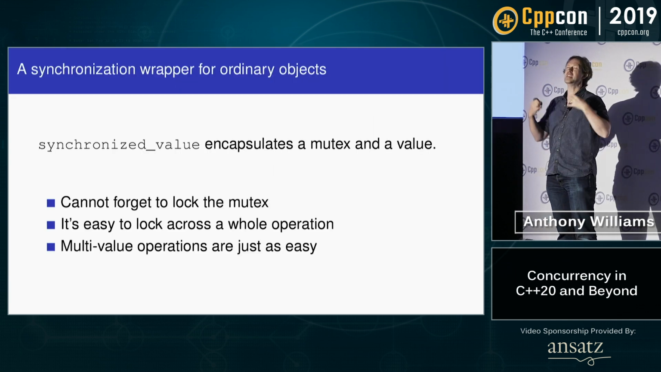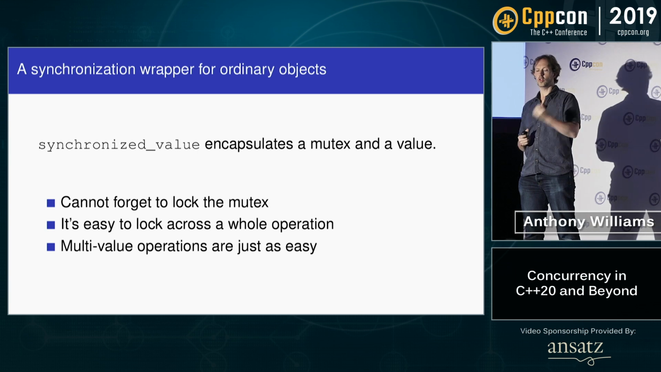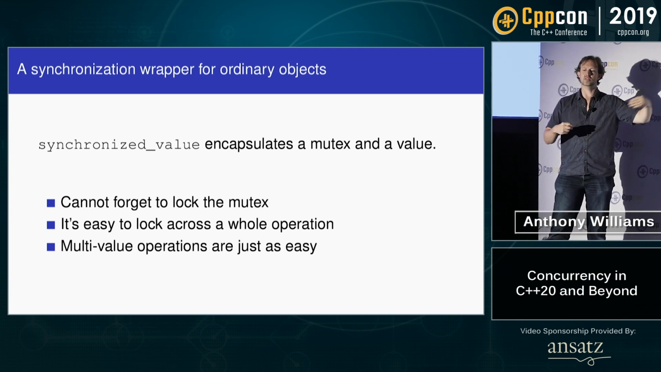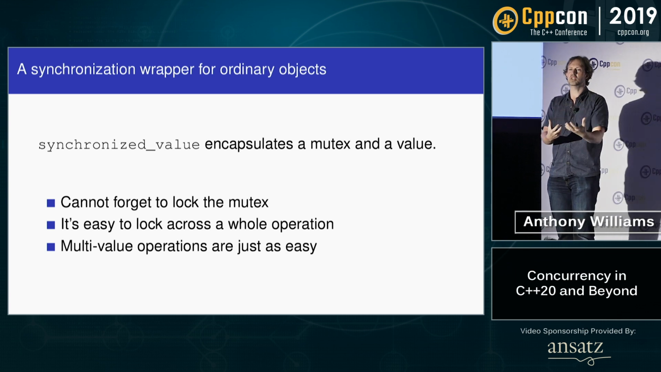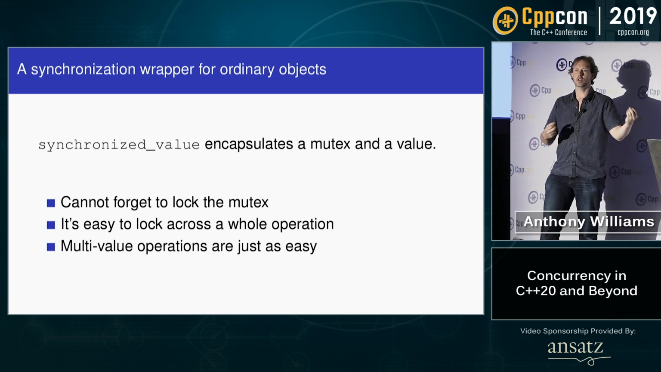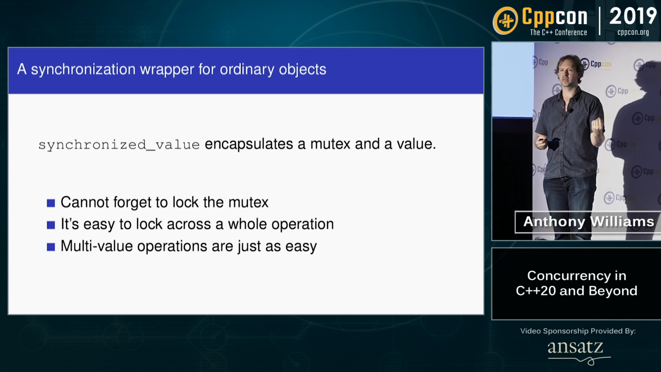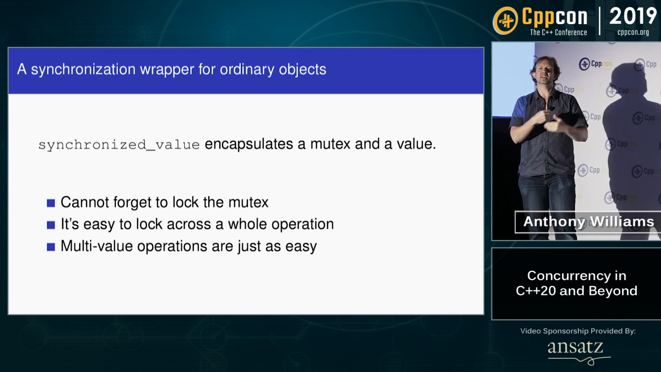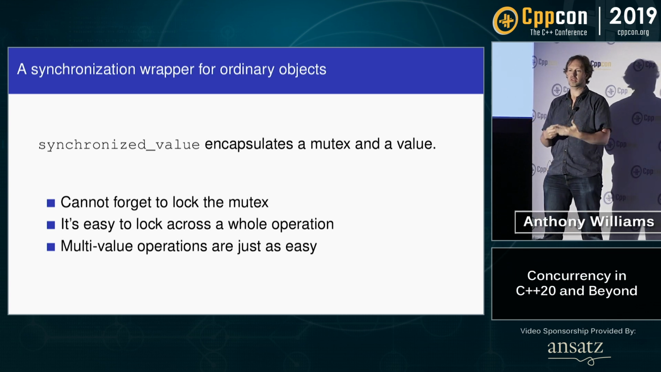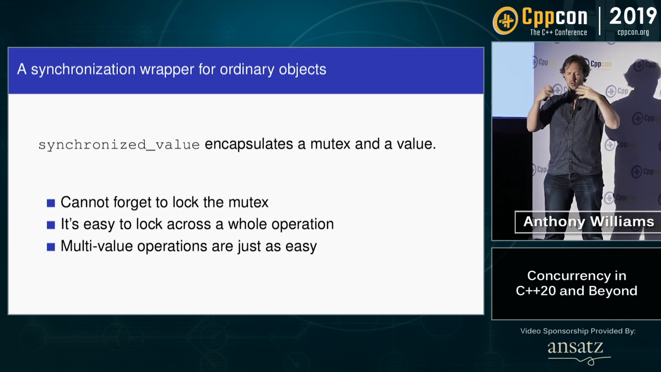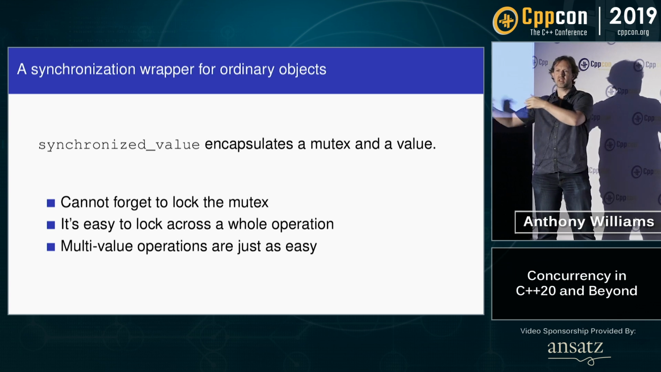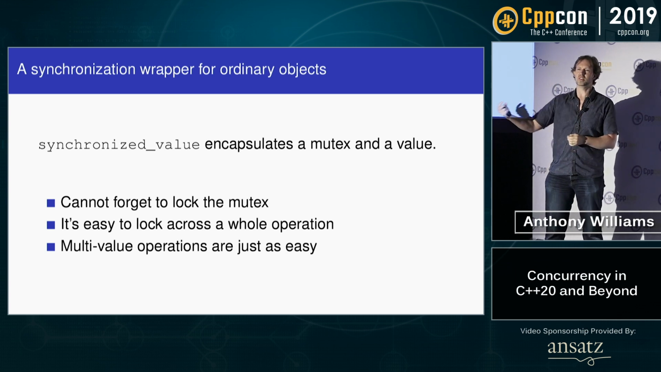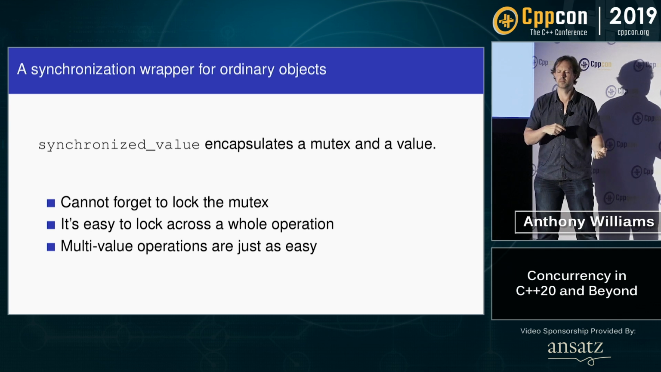So, as a concept, synchronized value encapsulates a mutex and a value, which means that you can only access the value through this synchronized value object. So you can't forget to lock the mutex. And it's easy to ensure that the mutex is locked across a whole operation because you can specify an operation to apply, and it will lock the mutex, do your operation, which can be a full lambda or any other function call that operates on the protected value, and then it unlocks the mutex.